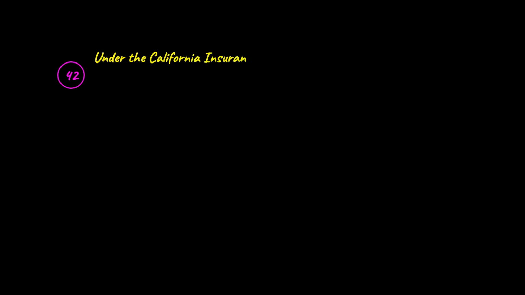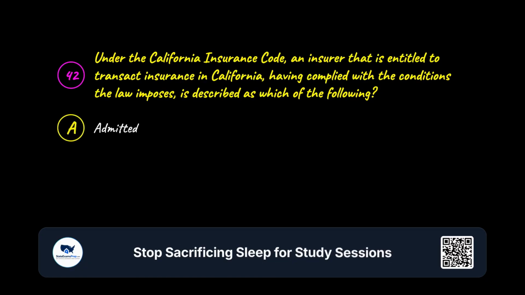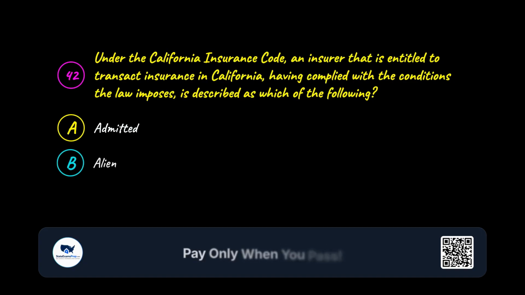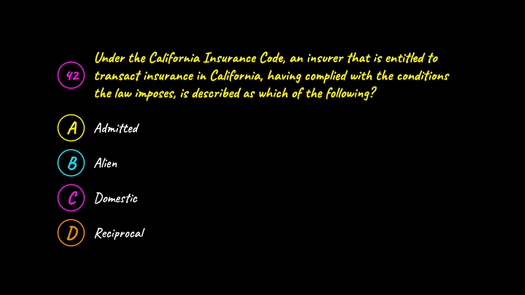Question 42. Under the California Insurance Code, an insurer that is entitled to transact insurance in California, having complied with the conditions the law imposes, is described as which of the following? Your options are A. Admitted, B. Alien, C. Domestic, D. Reciprocal. Take a second. Which answer would you pick?